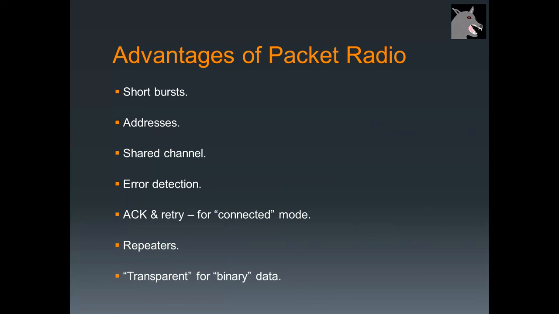And of course, you had digital repeaters. Oh, and another important thing, it was completely transparent, so you could send any sort of arbitrary data. For example, you could send a JPEG image file, not just text.